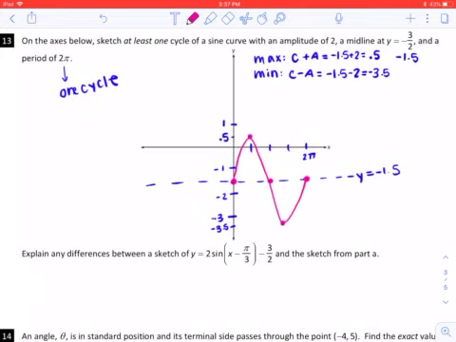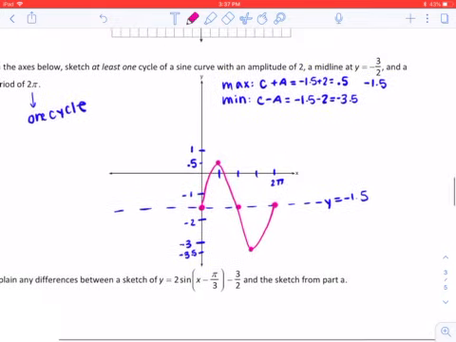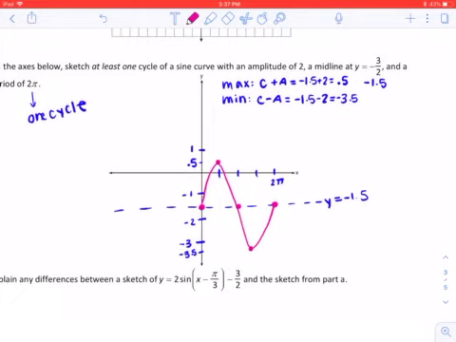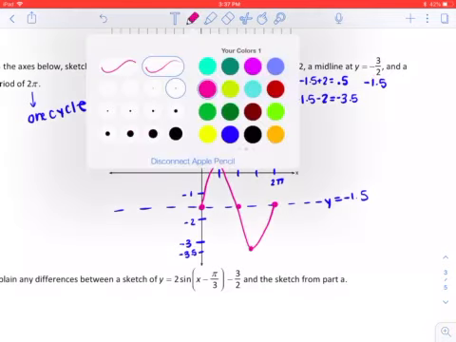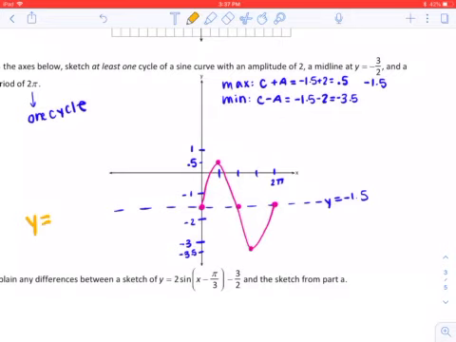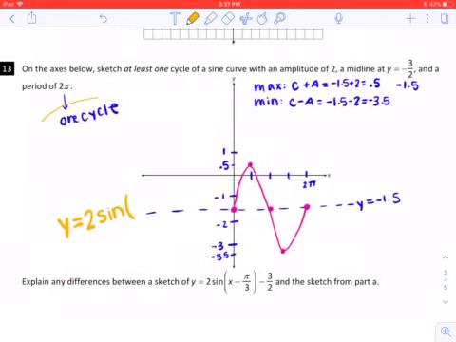It says, explain any differences between a sketch of y equals 2 sine of (x minus pi over 3) minus 3 over 2, and the sketch from part A. So my sketch from part A, if I take my information, I had an amplitude of 2 and a midline of -3 over 2. That would give me the equation y equals 2 sine of bx. B is how many cycles are in 2 pi, which we already said is one cycle because our period's 2 pi, so that's just 1x.